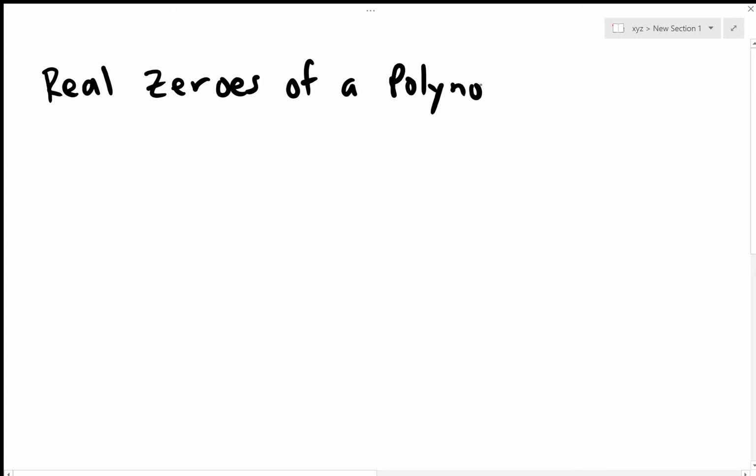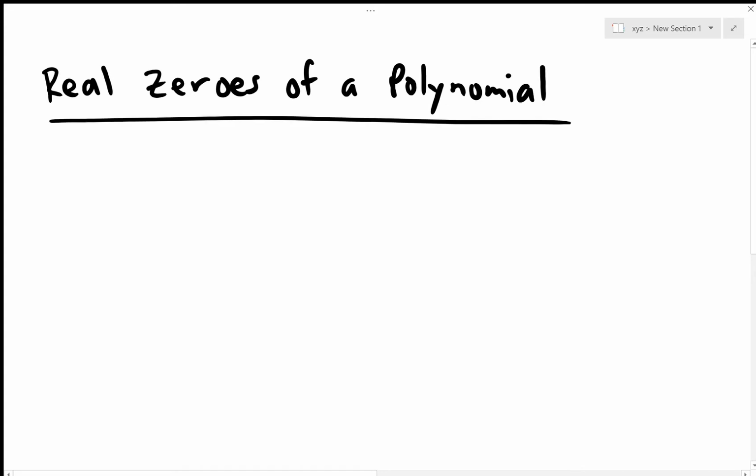In this video, we'll be talking about how we find the real zeros of a polynomial. So we saw last time that we can divide polynomials using synthetic division. We learned how that whole process works. And so in this section, we're going to continue to use synthetic division, but for somewhat different purposes here.